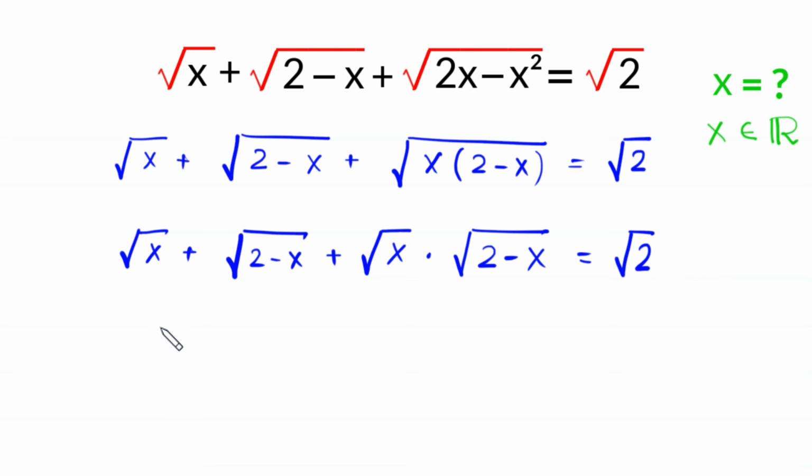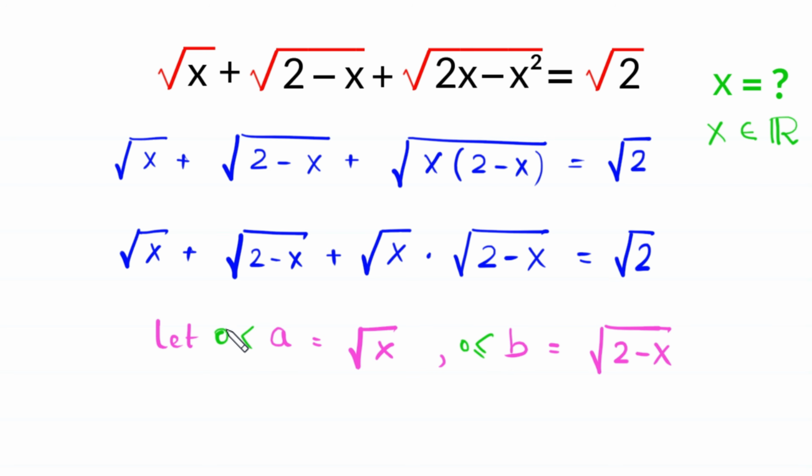Now we suppose that let a is equal to root x and b is equal to root 2 minus x. Note that b must be greater than or equal to 0 and a must be greater than or equal to 0. So this original equation will become a plus b plus a times b equal to root 2.